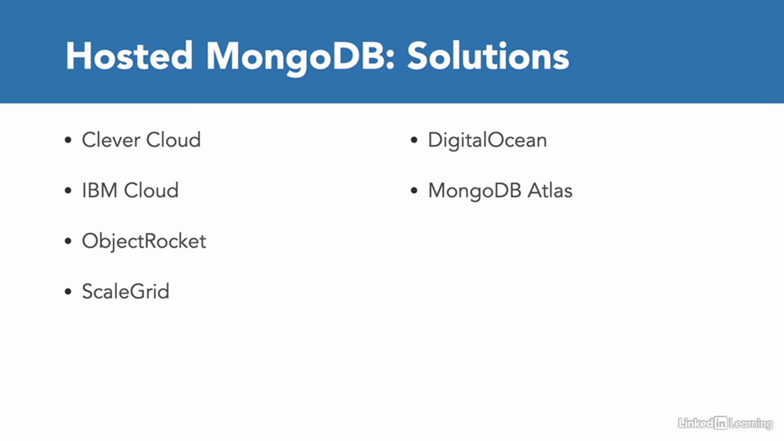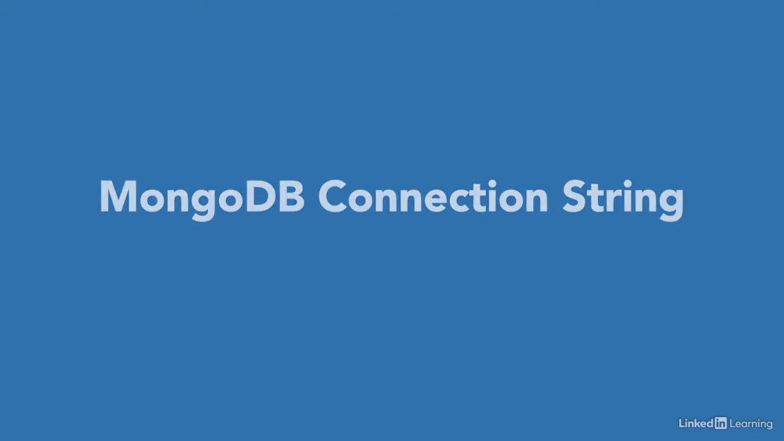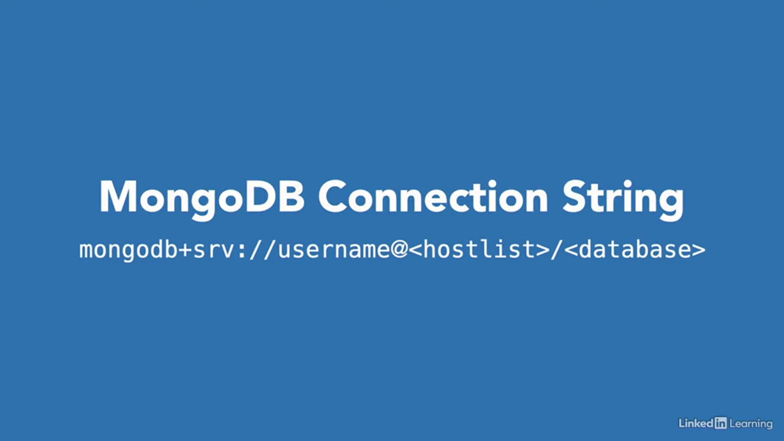If you deploy MongoDB in the cloud, you need to make note of the connection string, which looks something like this. Regardless of the deployment option you choose, you will need to install the MongoDB shell and the MongoDB database tools on your machine for this course. We'll install all three, MongoDB, the MongoDB shell, and the MongoDB tools, in the next few videos.